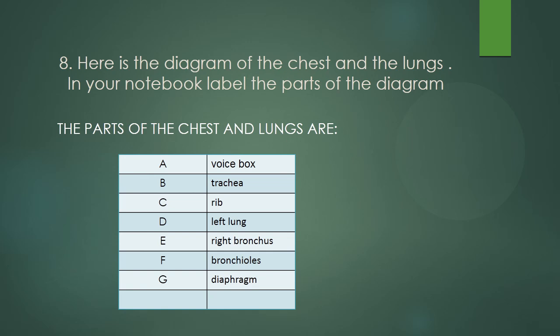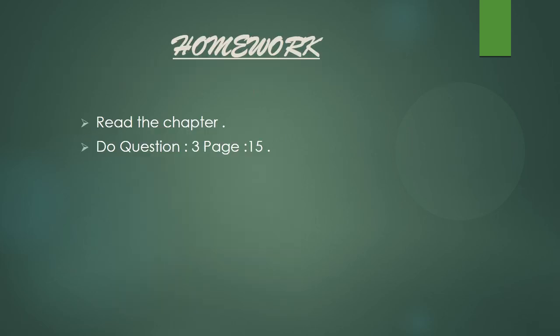8. Here is the diagram of the chest and the lungs. In your notebook, label the parts of the diagram. The parts of the chest and lungs are: A. Voice box. B. Trachea. C. Rib. D. Left lung. E. Right bronchus. F. Bronchioles. G. Diaphragm.